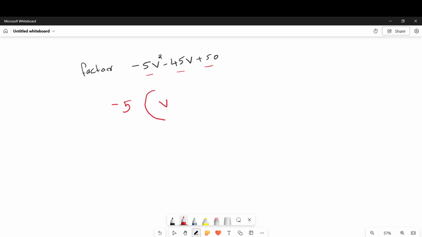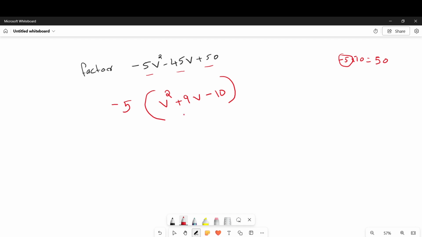v square is the balance here. When I factor out minus 5, minus 45 gives plus 9, so plus 9v is the balance and v remains here. Then I take minus 5 from 50, so the balance is minus 10. Minus 5 times minus 10 is equal to 50, because negative times negative is positive. That's how the minus 10 comes here.